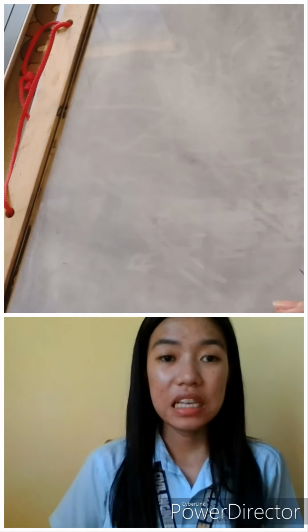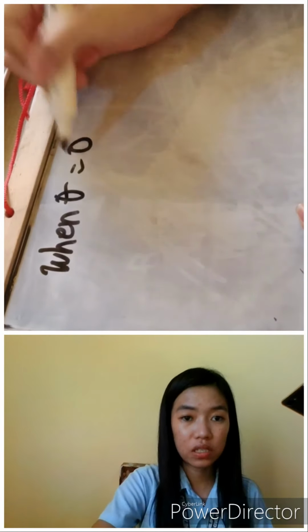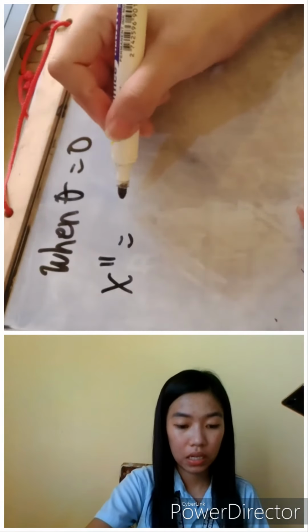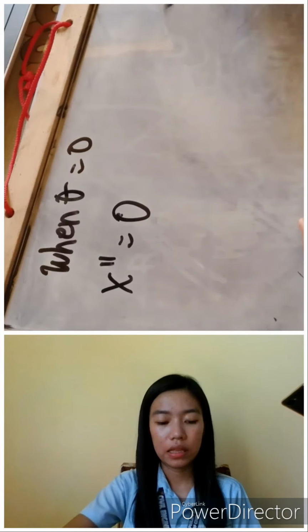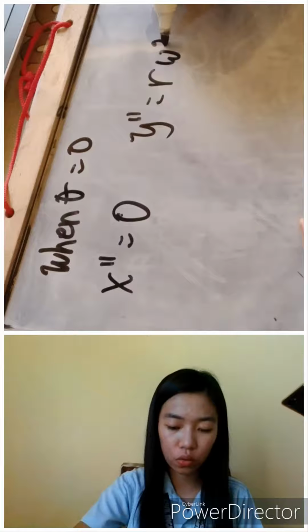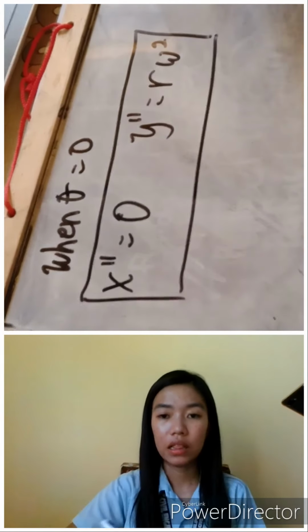So, for the deciding instant of contact, when theta equals 0, x double prime will be equal to 0. Then, y double prime equals r omega squared. So, eto na yung magiging answer natin for letter B.